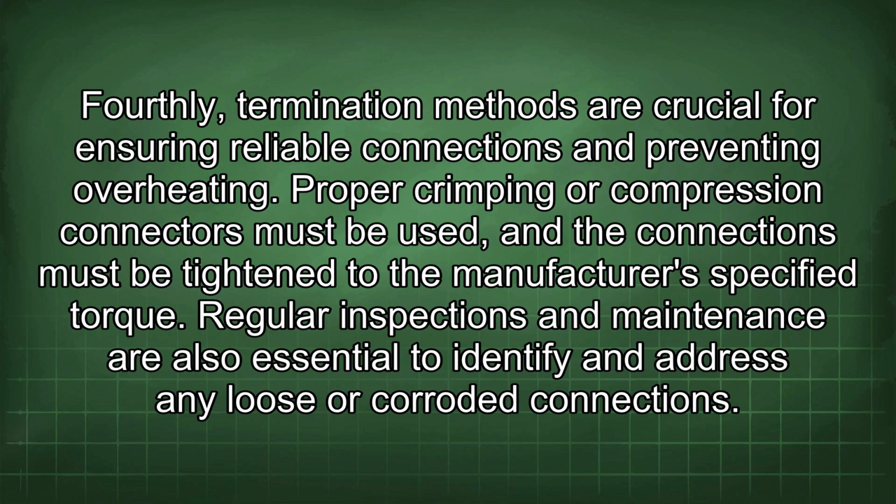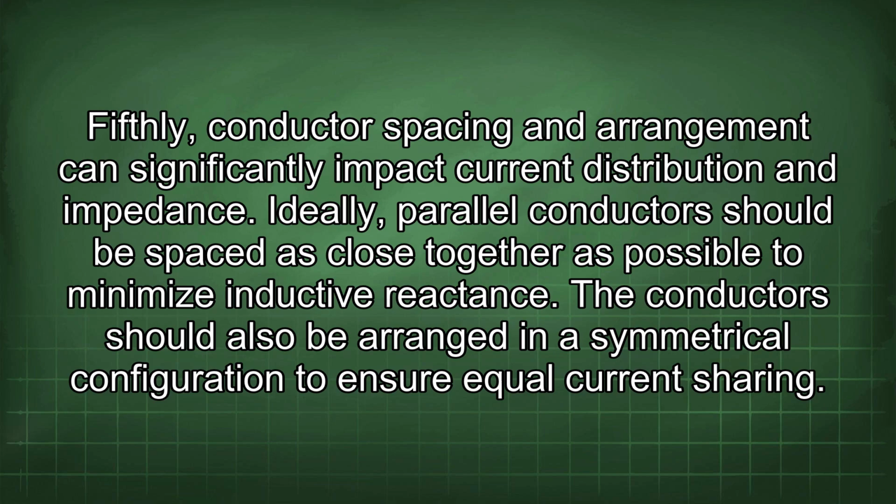Fourthly, termination methods are crucial for ensuring reliable connections and preventing overheating. Proper crimping or compression connectors must be used, and the connections must be tightened to the manufacturer's specified torque. Regular inspections and maintenance are also essential to identify and address any loose or corroded connections. Fifthly, conductor spacing and arrangement can significantly impact current distribution and impedance. Ideally, parallel conductors should be spaced as close together as possible to minimize inductive reactance. The conductors should also be arranged in a symmetrical configuration to ensure equal current sharing.